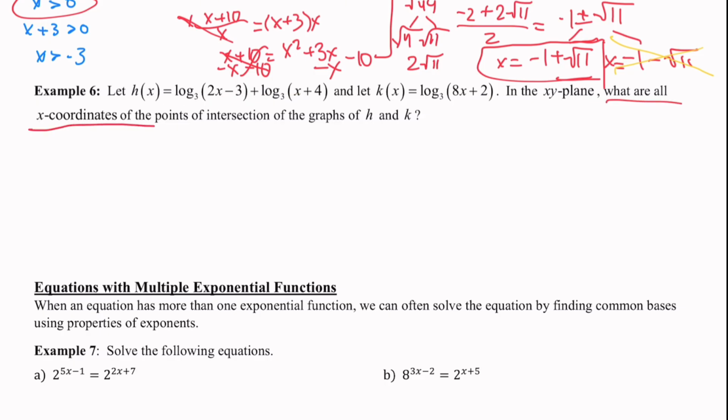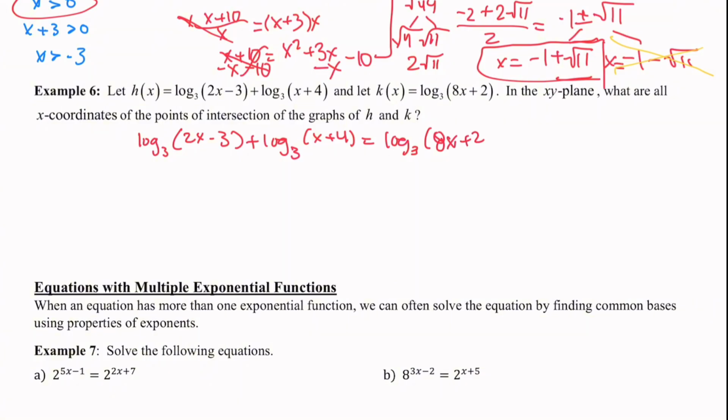What are all the x-coordinates of the points of intersections of these two graphs? So we're going to do the same thing. Eight x plus 2. So this is addition. So we're going to multiply. I'm just going to go ahead and not write the logs. So we do have to distribute, FOIL there.